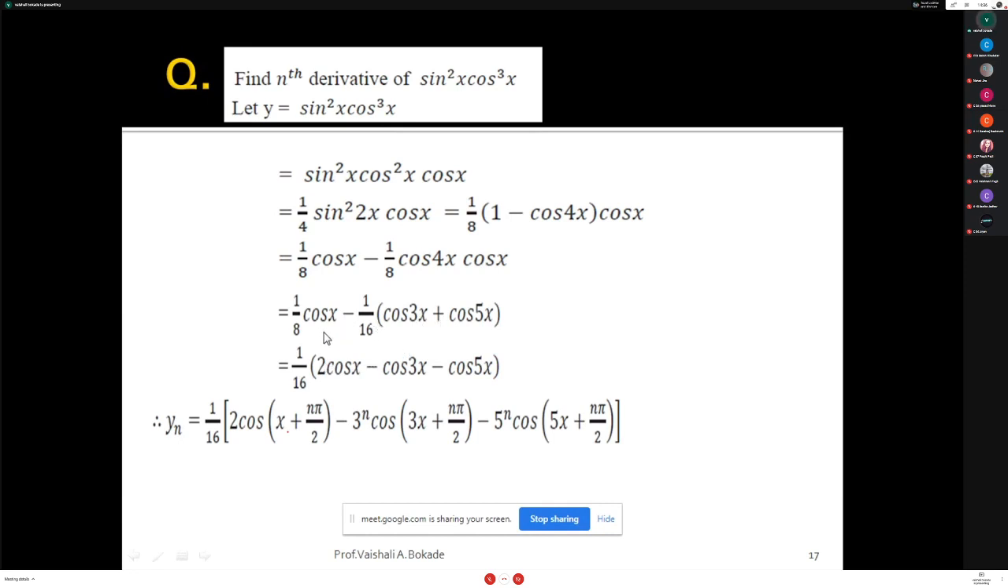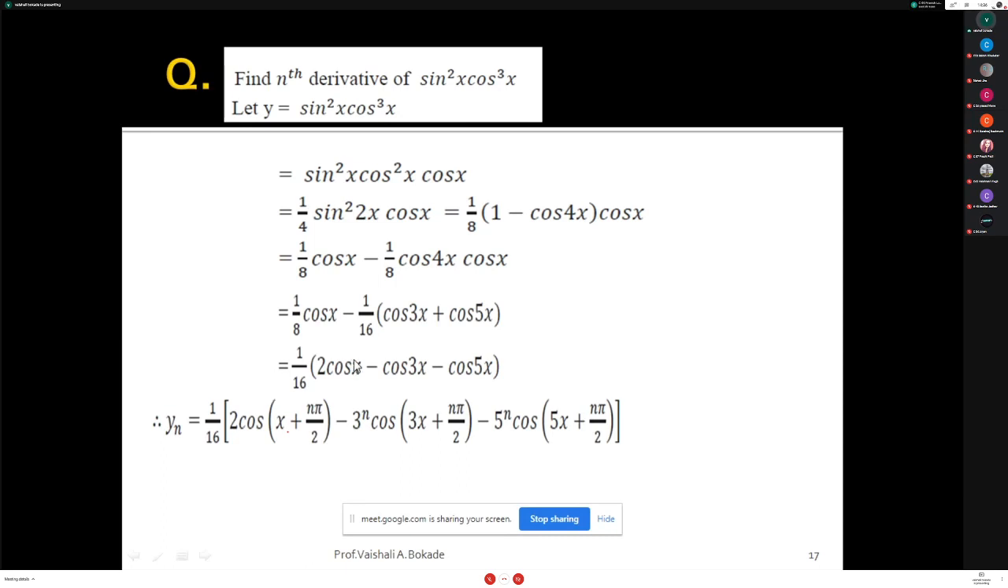Now you can observe all the terms are in terms of addition and subtraction of cos. So just take 1 by 16 outside. You can observe 2 cos x minus cos 3x minus cos 5x. Now I'm having my function in terms of subtraction and addition of cos terms only. So which formula now do I have to use?